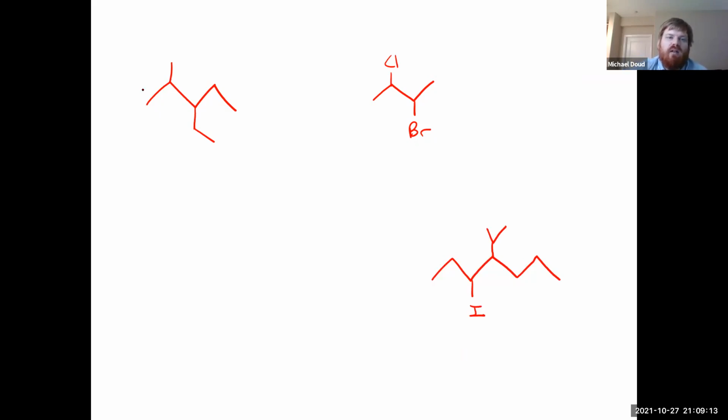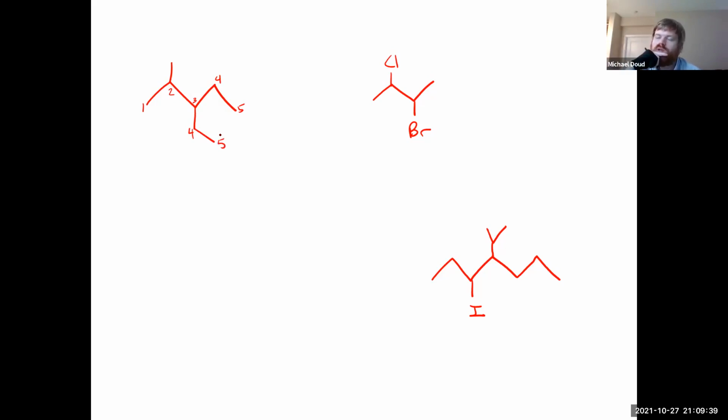So we want to identify the longest chain. Starting from here, we'll just start left to right first because that's the simplest one, right? This is 1, 2, 3, 4, 5. Now you could also do 1, 2, 3, 4, 5. So those are tied.